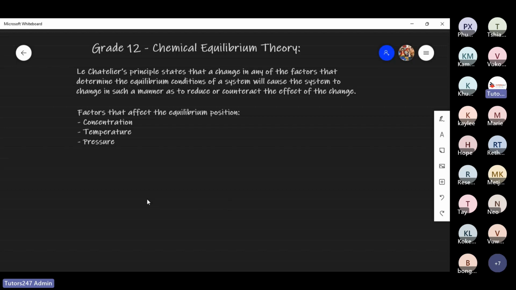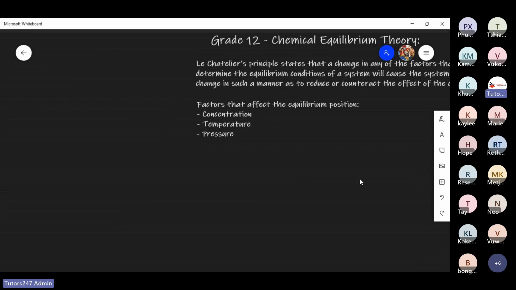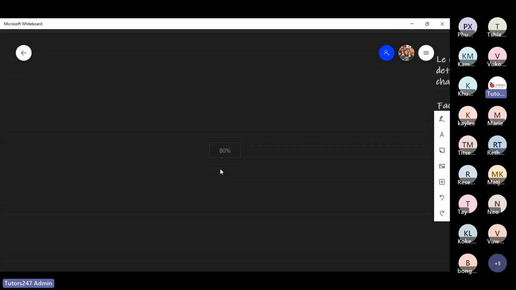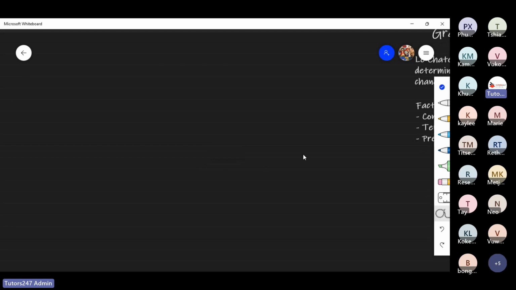So our factors that affect our equilibrium position are concentration, temperature, and pressure. Keep in mind that pressure is only for gases. We don't have pressure of liquids or solids. So concentration is for liquids, pressure is for gases. Then temperature can affect any type of substance. So let's have a look, or let us investigate concentration a bit, okay? So I'll move to the side and we can investigate concentration.